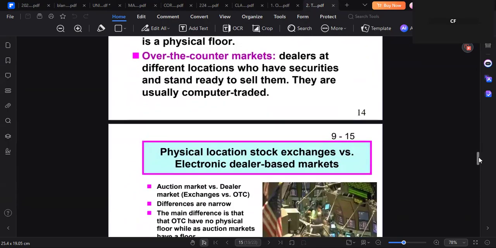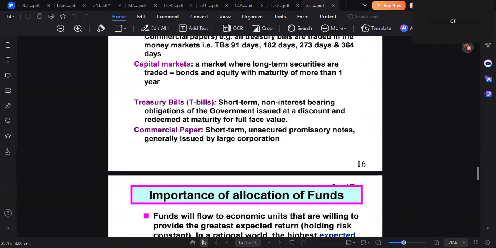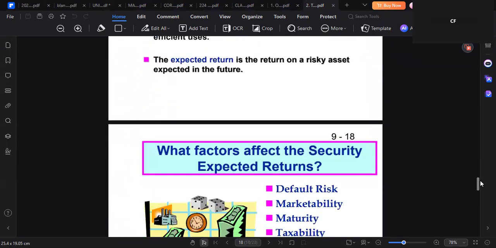Okay. And now we must understand the importance of allocation of these funds. These funds will allow for flow of economic units from those that are willing to give excess, holding at interest, and to those that are expecting to use money for expansion purposes now. So the savings are what I use as investments.